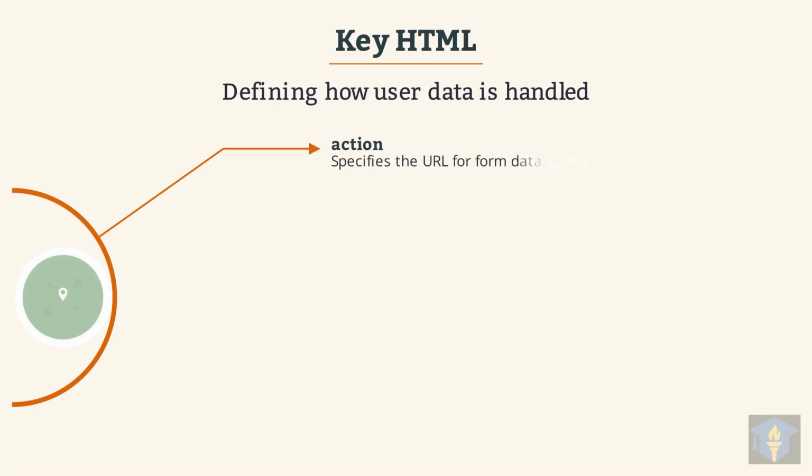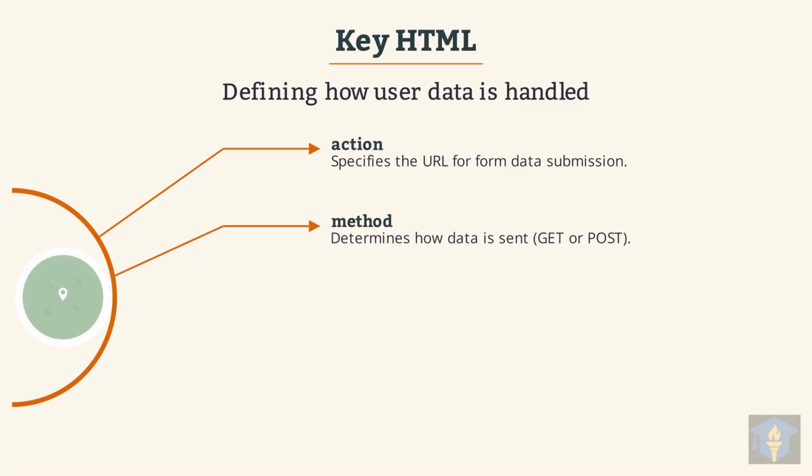The action attribute specifies the exact URL where your form's data will be sent for processing. Next, we have the method attribute, which dictates the transfer mechanism for your form data. It determines how the data is sent, primarily using either the GET or POST HTTP methods.